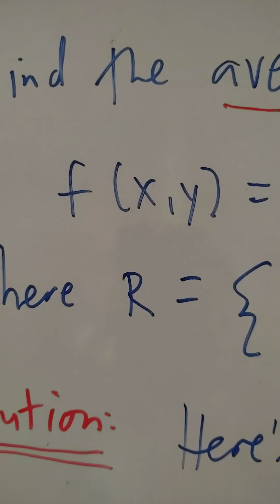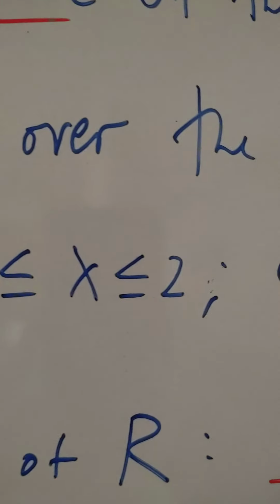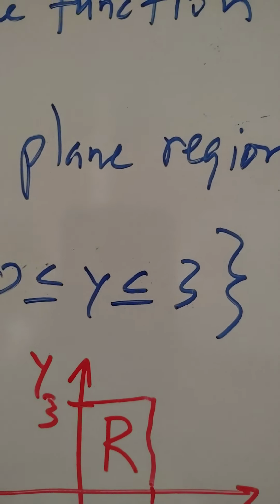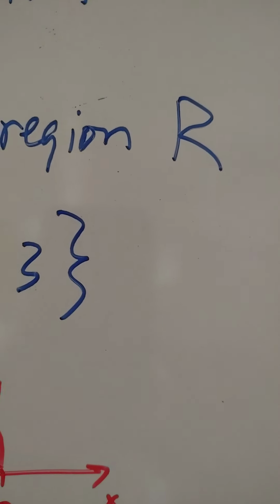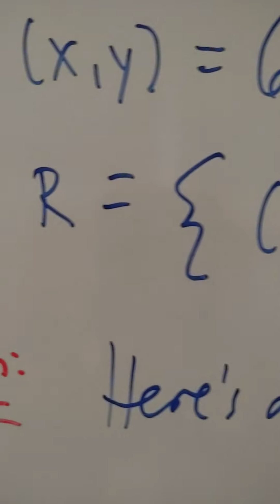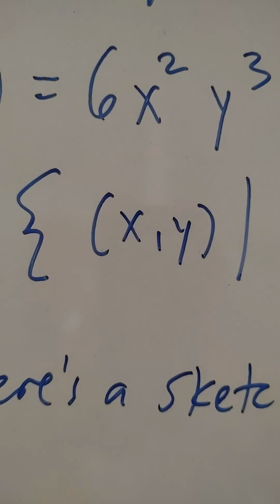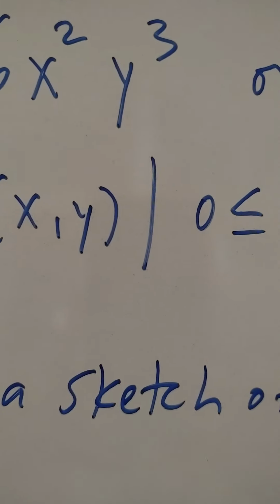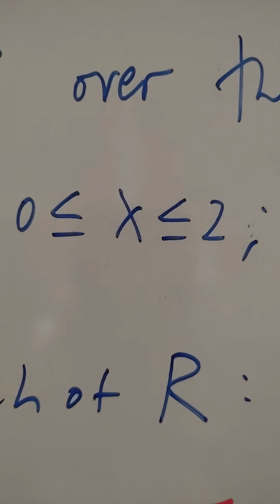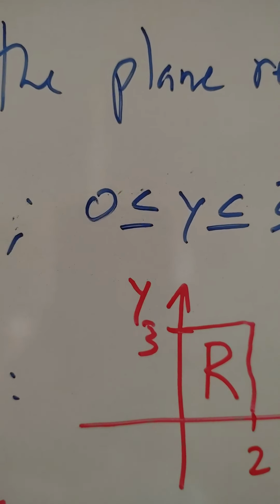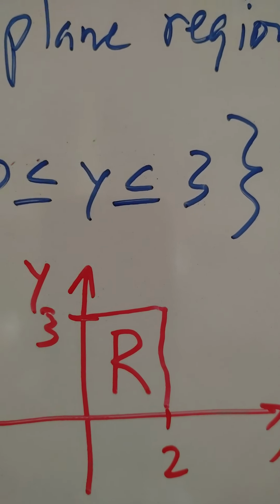f of x comma y is equal to 6x squared y cubed over the region, which is a plane, just the xy plane. The region's always in the xy plane. And we'll call that region R. And here is how we define R, where R is equal to the set of all ordered pairs x comma y such that 0 is less than or equal to x, which is less than or equal to 2, and also y is greater than or equal to 0 and less than or equal to 3.